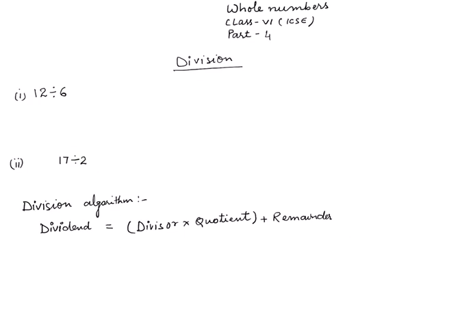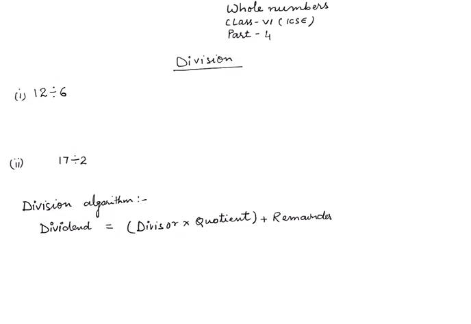Today we will discuss the chapter whole numbers part 4, which is related to the topic division. In this I'll discuss some basic components of division, then I'll discuss the division algorithm and some properties of division. Before starting this topic, we will go through the basic components of division.